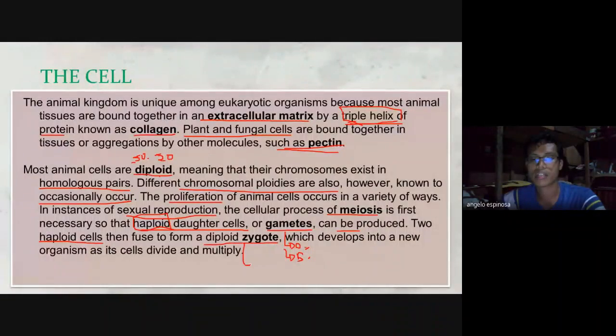When you say zygote, that is already a fertilized egg. There is a fertilized ovum, an ovum that already has a spermatozoon. So we have another term, gametogenesis, another term related to zygotes, which develops into a new organism as its cells divide and multiply. For spermatozoa, there is a term we call oogenesis. As we go on to breeding and genetics, you will learn about oogenesis.